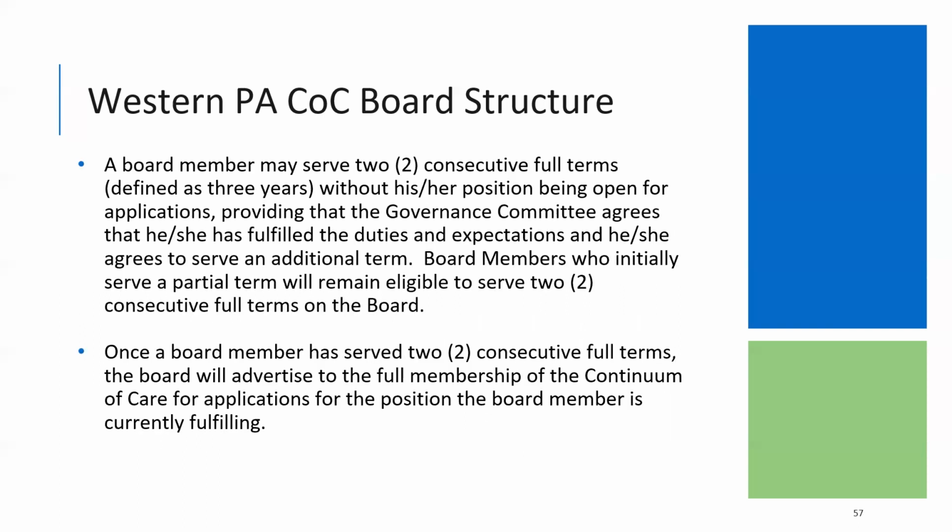A board member may serve 2 consecutive full terms, and a full term is defined as 3 years without their position being advertised, provided that they're fulfilling their duties and expectations and agree to serve an additional term. Board members who initially serve a partial term, for example, for a seat that was vacated, are eligible to serve 2 additional full terms on the board.